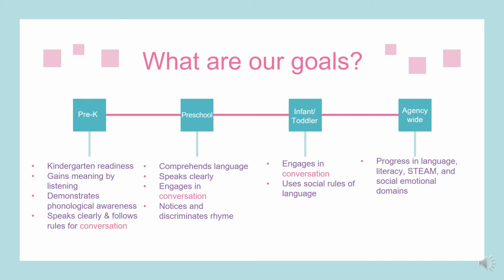And then, of course, agency-wide, we really want to see progress across all of our domains. There's not necessarily a particular percentage or number that we're trying to reach there, but what we want to see is that children come into our program and that we're able to establish a baseline for what they're able to do, and that each year we see every child who we serve grow from that baseline and flourish in our classrooms.